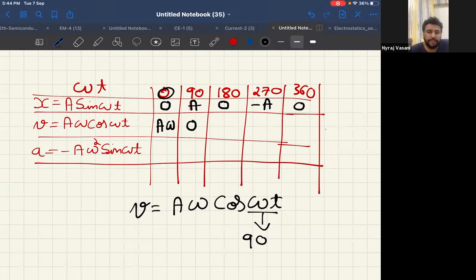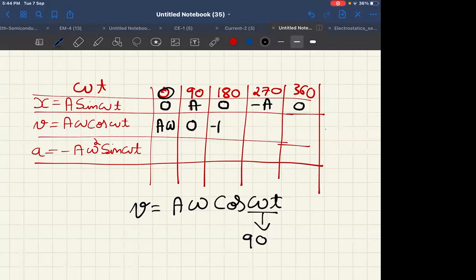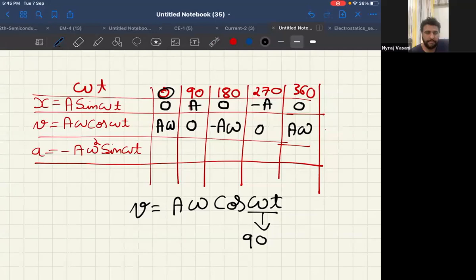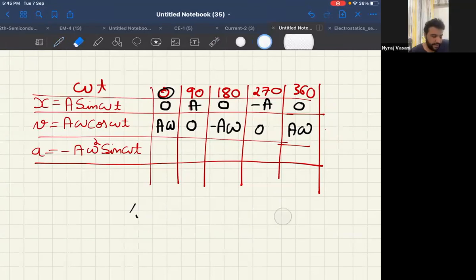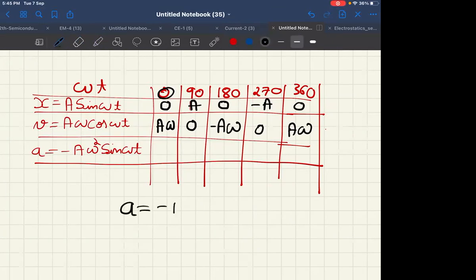Now, can you continue the sequence? A omega, 0, continue the sequence. Minus A omega, 0, A omega. Yes? Yes, sir. Now, can you fill the same for acceleration? Yes, sir.